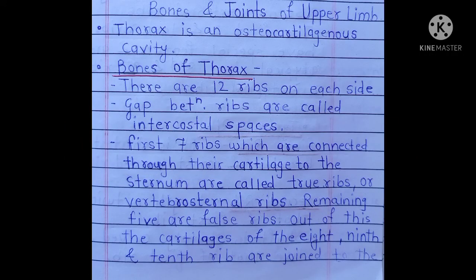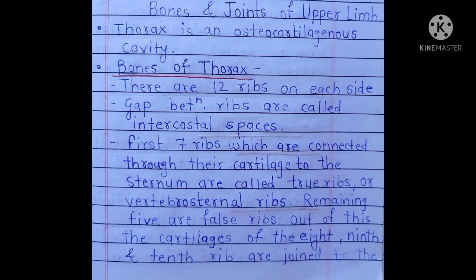Today we are going to learn about the bones and the joints of the upper limb that include the bones of a thorax. Thorax is an osteocartilaginous cavity. The bones of a thorax. There are 12 ribs on each side. Gaps between the ribs are called the intercostal spaces.